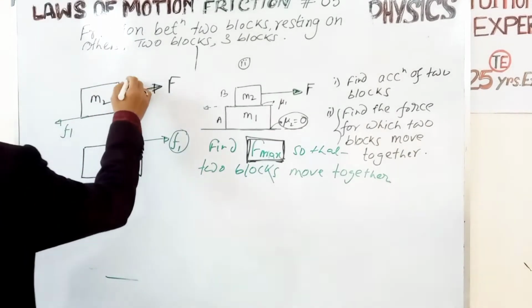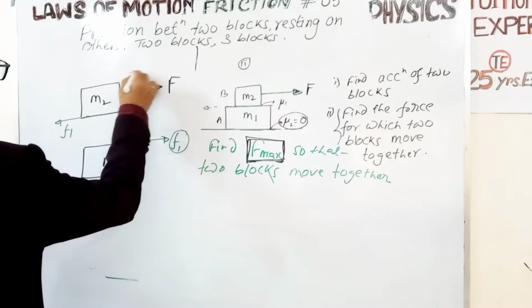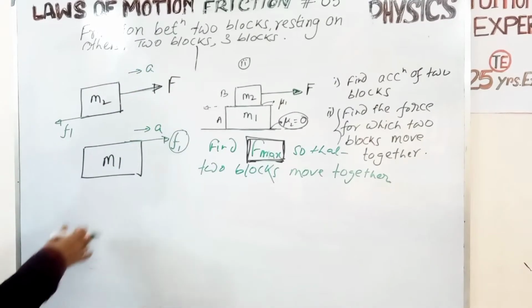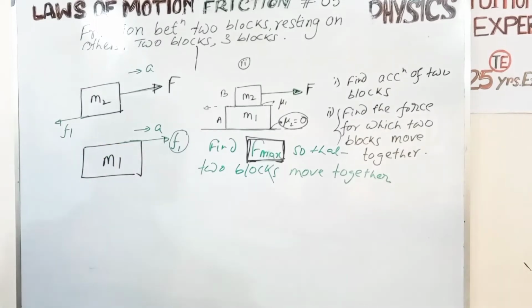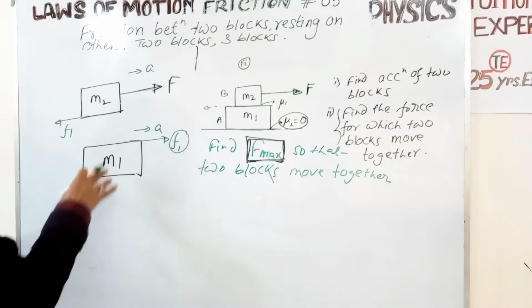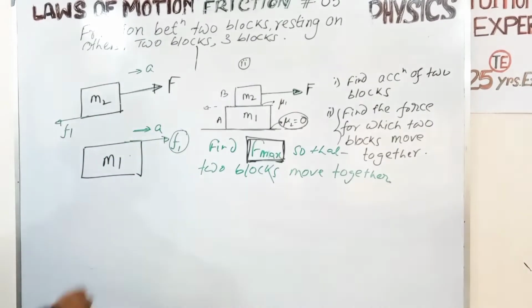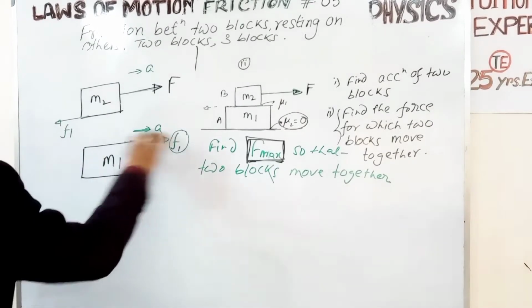Now suppose the acceleration of both bodies is a. First consider the block on which no external force is applied. So here no external force is applied. Now the block m1 moves with acceleration a.